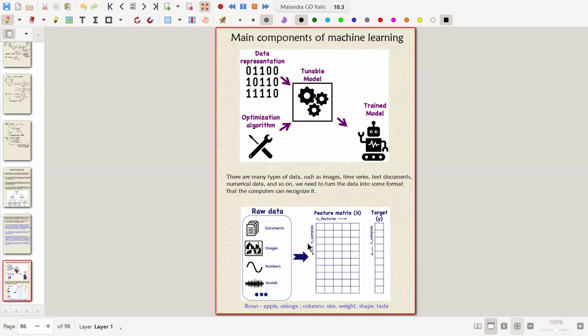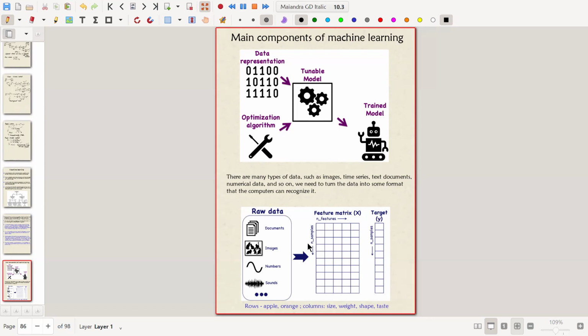Basically, we encountered this in data analytics in the previous semester, that we have a lot of different raw data: documents, images, numbers, sound formats, MP3, MP4, text formats. So many different types. How can we deal with this? We need to turn the data into some format so that the computer can recognize it. So now you see how the data analytics part is connected to this part. It's the same thing we learned in data analytics: a lot of data of different types, in terms of data integration.